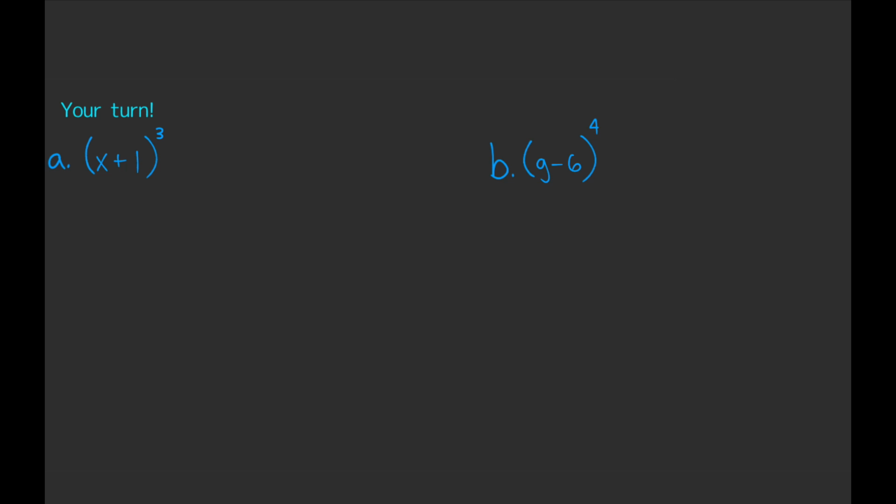Alright, so you know by now my first step is always color coding. Our variable is going to be green, our constant is going to be pink, and our exponent is going to be yellow. So we have g minus 6 to the 4th power.